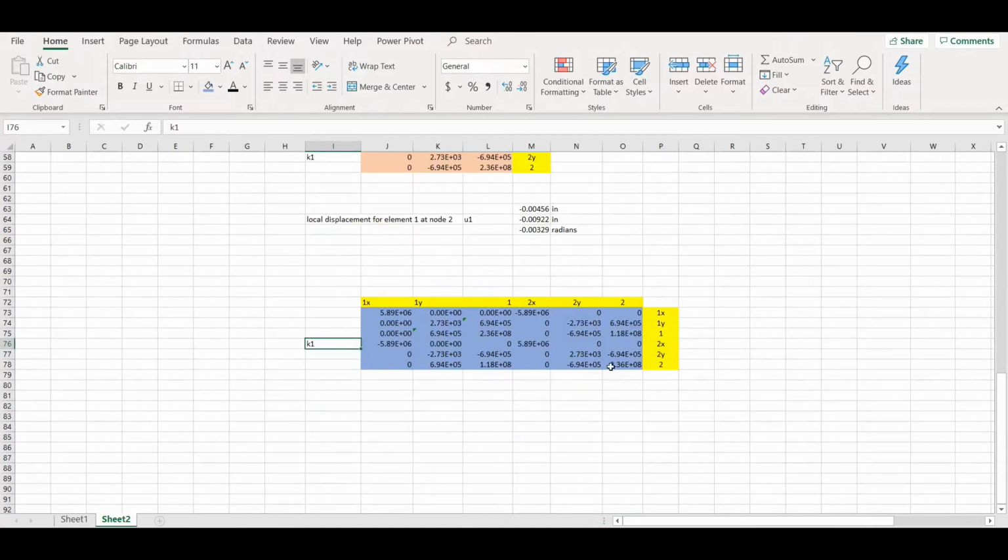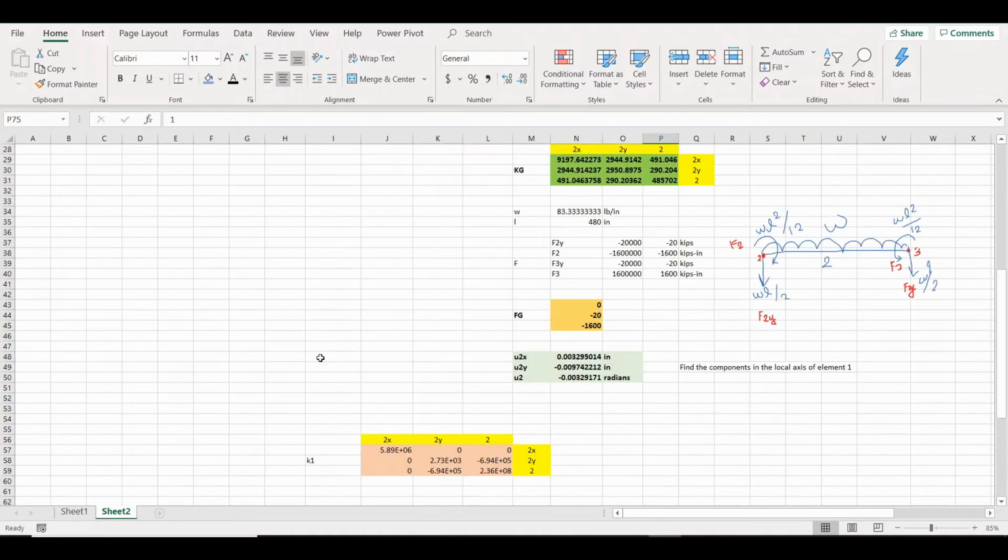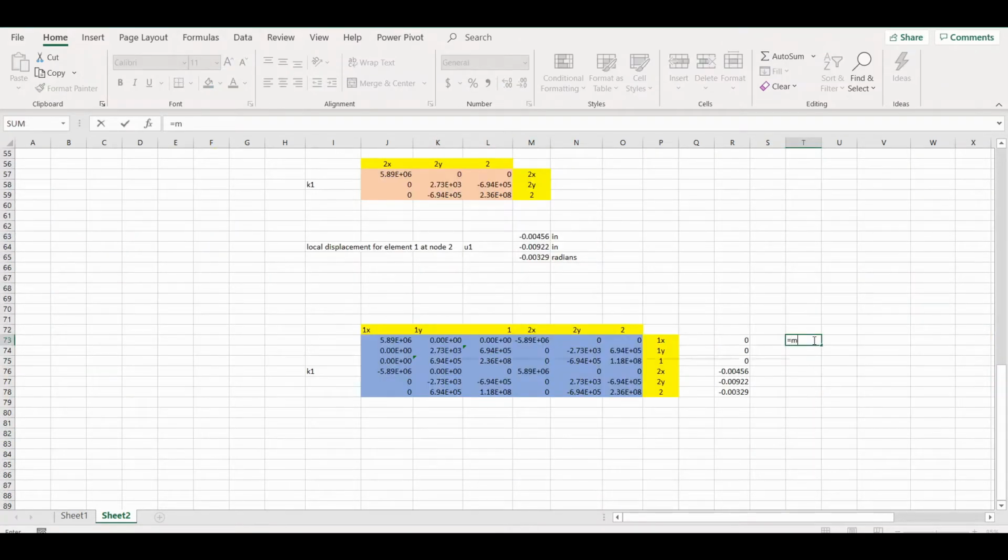Now to find forces, what we do is we can just copy these values right here, only values, and then all these three will be 0, 0, 0, because these correspond to displacements at 1x, 1y, and 1, which are all fixed. You can just multiply this matrix with this one to obtain our solution.